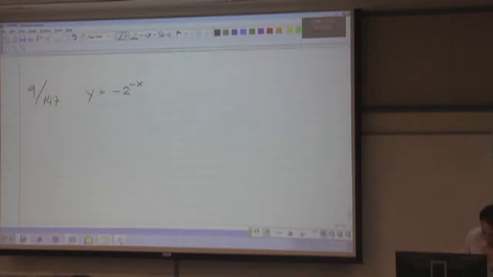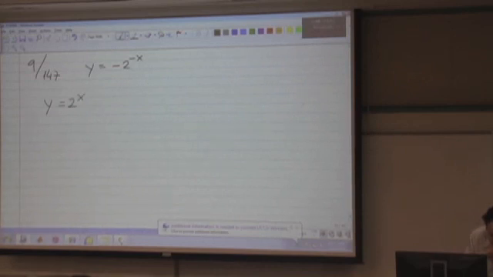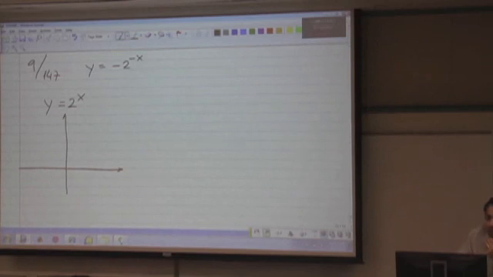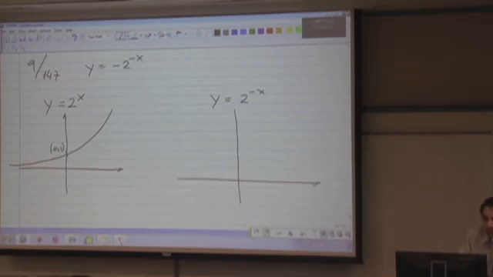So if I am to ask you for the graph of 2 to the x, do you remember what it looks like? 2 is positive, 2 is bigger than 1, so it'll look like this, right? Does that make sense? Okay. How about if I look at the graph of 2 to the minus x? What happens if you replace x with minus x?